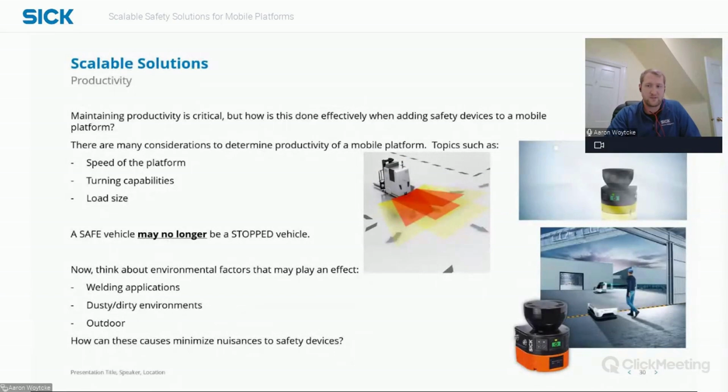One example of how to do this effectively is with our safety laser scanners, microScan3, and you can see the orange one, the outdoorScan3. They have safeHDDM technology, which helps filter ambient light, dust, or other common nuisance tripping causes, which normally lead to a lot of downtime. In addition, these safety devices offer other configuration options that allow additional filtering of common nuisance trips, which will drastically improve the productivity of vehicles. So maintaining productivity is critical and shouldn't have to suffer with the safety devices being added to it.